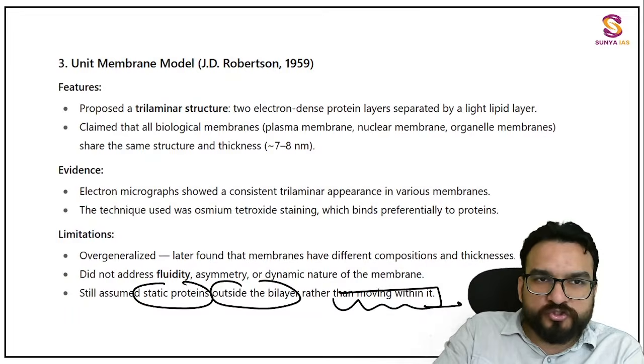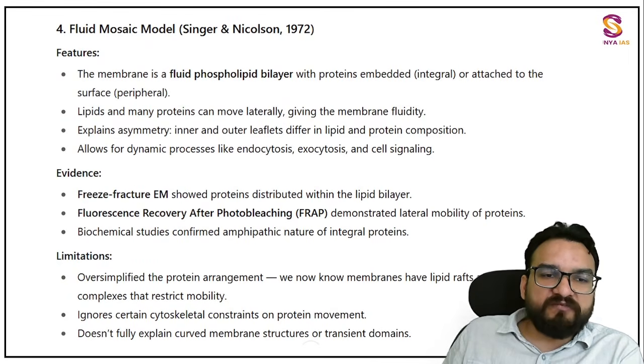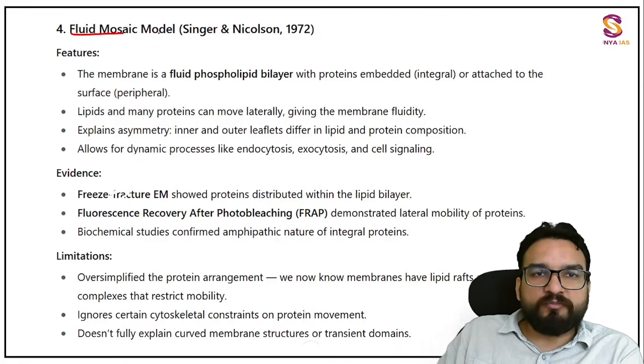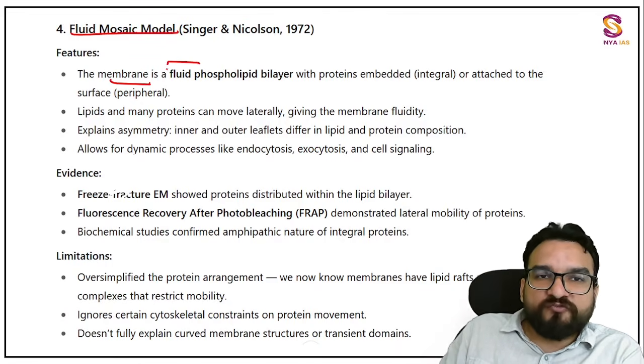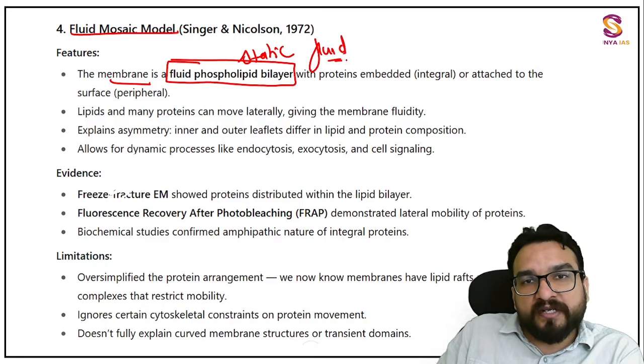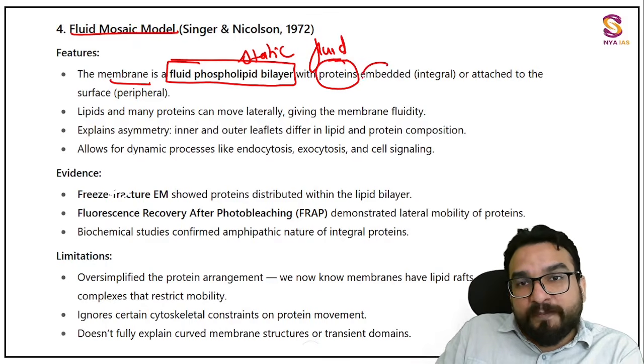So this was also challenged, and the ultimate model which came was the fluid mosaic model, guys. Just wait. Fluid mosaic model by Singer and Nicolson. This you have to remember, 1972. Now they explained that the membrane is a fluid phospholipid bilayer. That means it is not static, it is fluid over here, and with the proteins embedded.